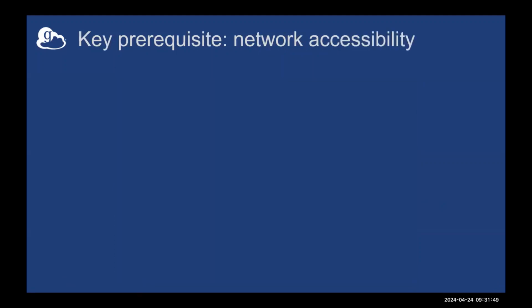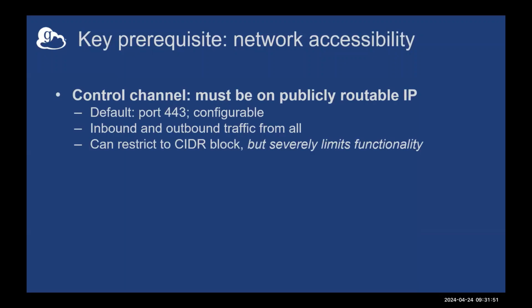So, prerequisites: network accessibility. Your endpoint, your data transfer node, needs to be on a publicly routable IP. Port 443 for the control channel could be configurable, but we recommend sticking with the default if possible. It needs to accept inbound and outbound traffic from everywhere.